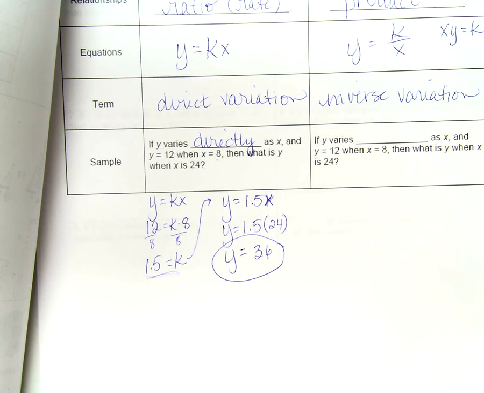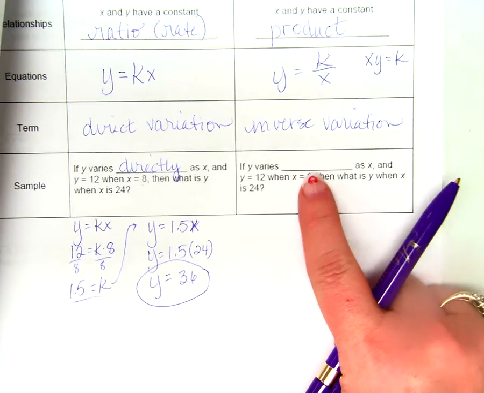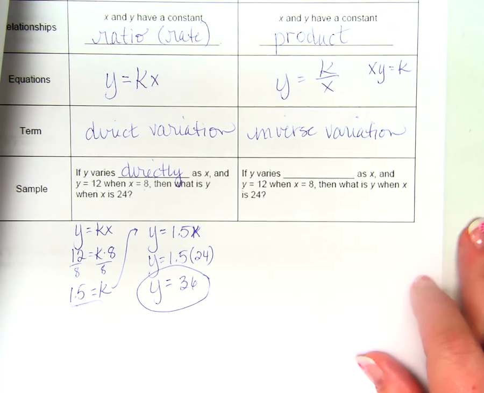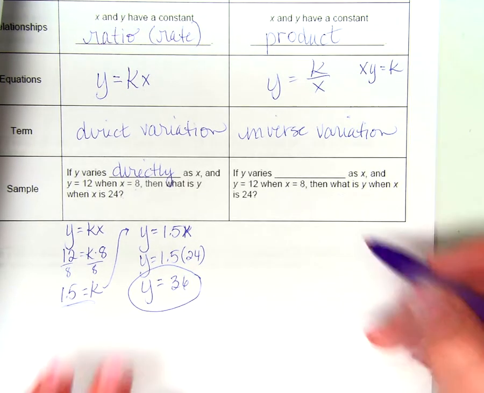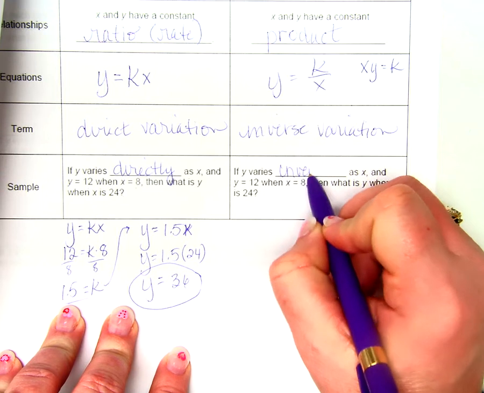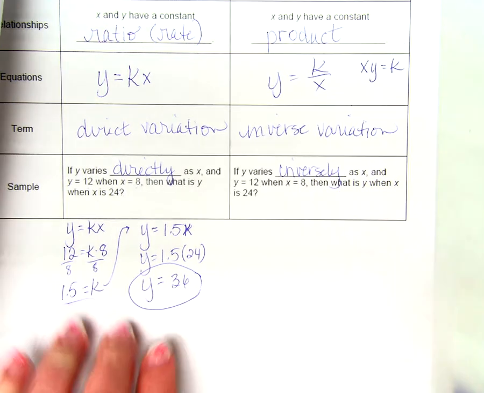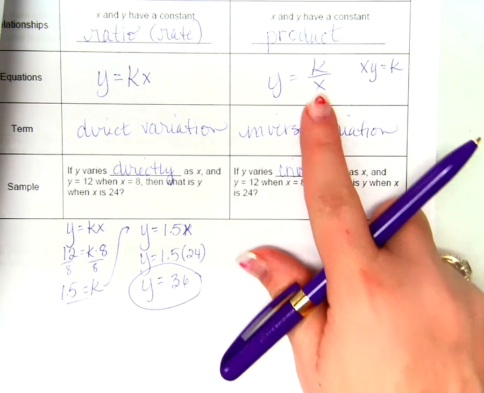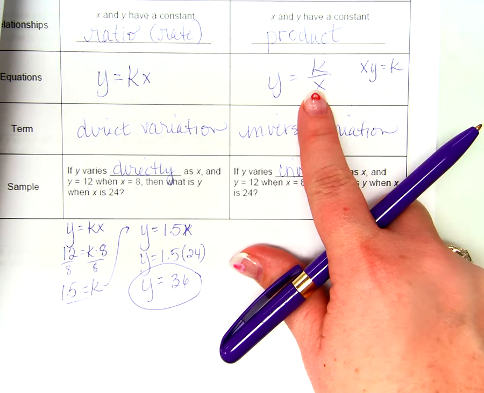Okay? So what's it going to read over here? If y varies inversely as x, and y equals 12 and x equals 8, should I stop right there? Yes. Because what do I need to find? K. Which one of these two will help me find k easier?